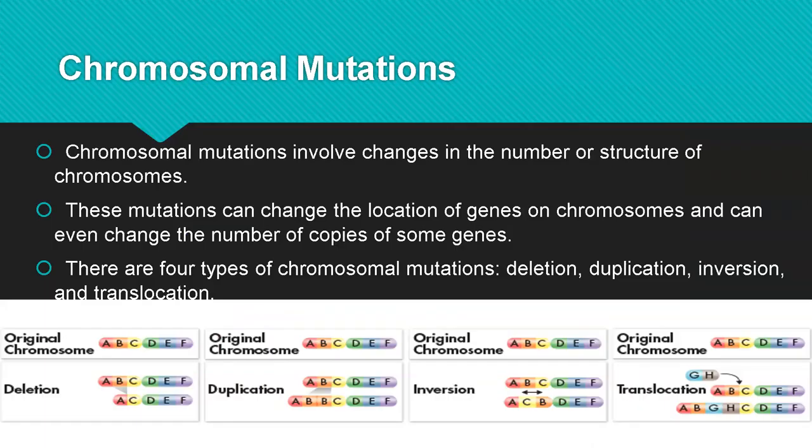Not only can we have mutations on the DNA, like gene level, but we can also have mutations on the chromosomal level. Remember, chromosomes are DNA and protein tightly wrapped together. Chromosome mutations involve changes in the number or structure of chromosomes. And so here's some examples here.